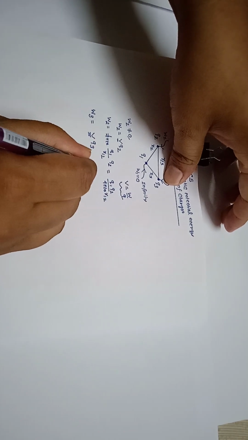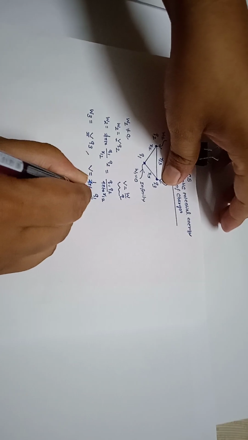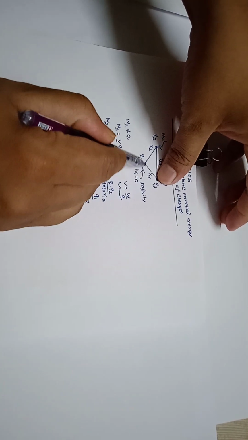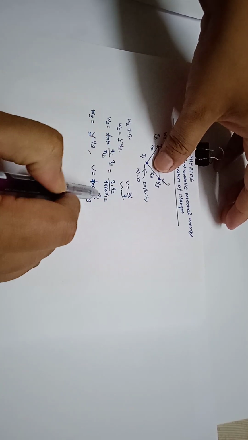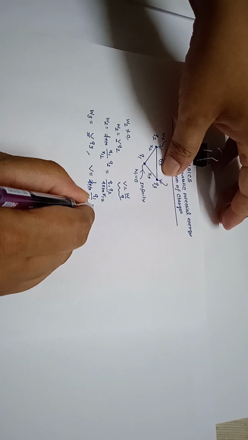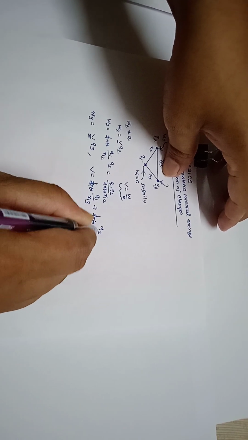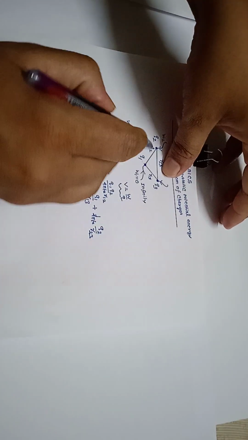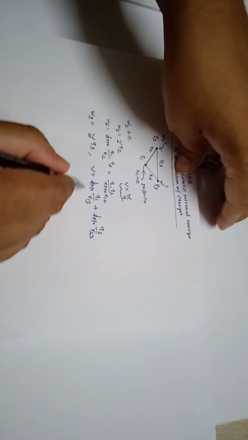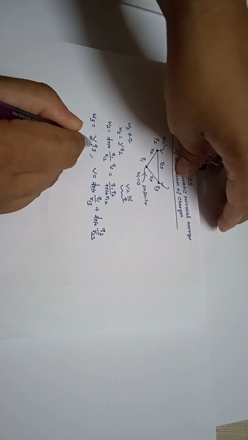So what is the expression for this V? V is 1 by 4 pi epsilon naught q1 by r13, because at q3 the potential due to q1 has the distance r13, plus 1 by 4 pi epsilon naught q2 by r23. Why r23? Because the distance between q2 and q3 is r23. So this is the total potential already present when I am bringing the charge q3.